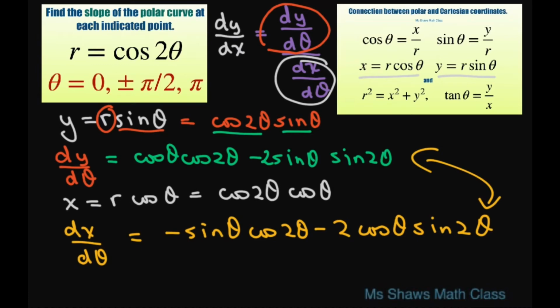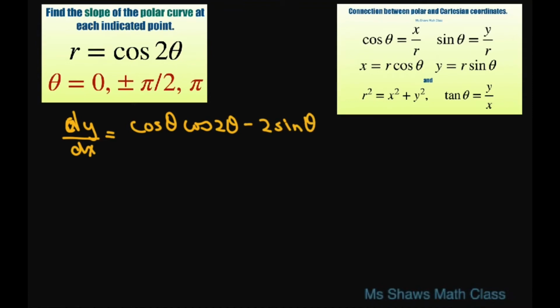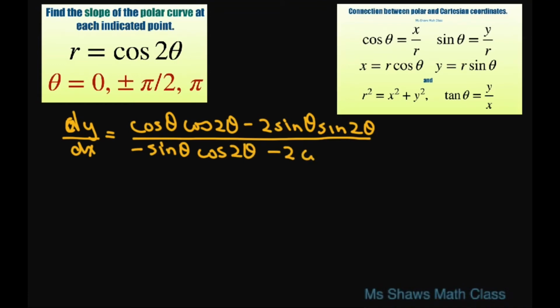All right, now let's put it all together. We're going to get our derivative of y with respect to x equals cosine of theta cosine of 2 theta minus 2 sine of theta sine of 2 theta, divided by negative sine of theta cosine of 2 theta minus 2 cosine of theta sine of 2 theta. They all look alike after a while.